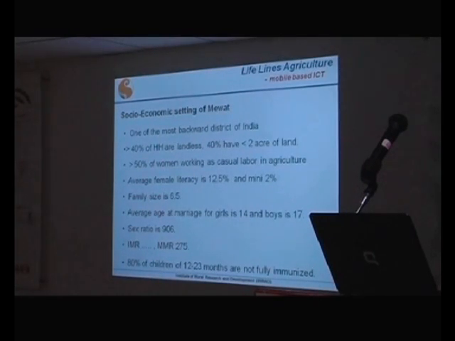Farmers are marginal landholders. The average land holding is less than 2%. And if you see the sex ratio is around 9.6. Education is again a very major issue in this area. If you can see, the literacy rate is very small, especially among females, and 80% of the children are still not fully immunized in the age of 12 to 23 months.